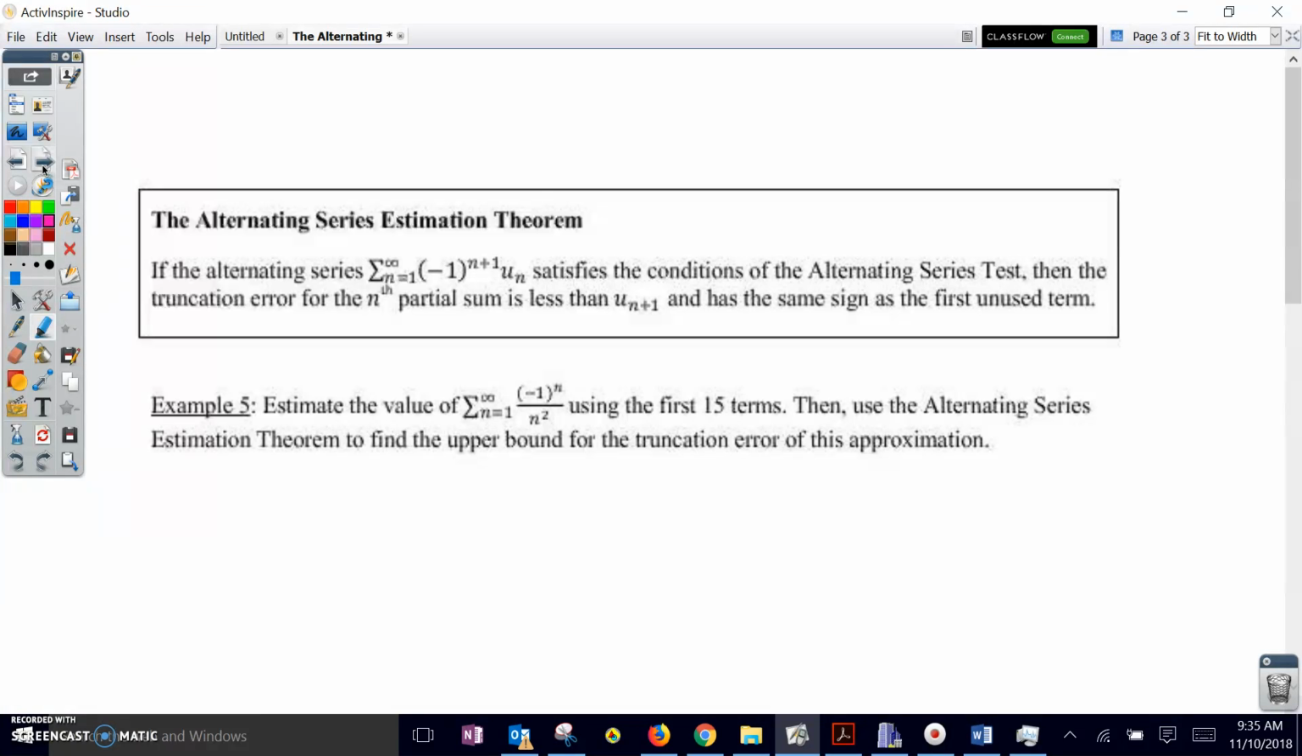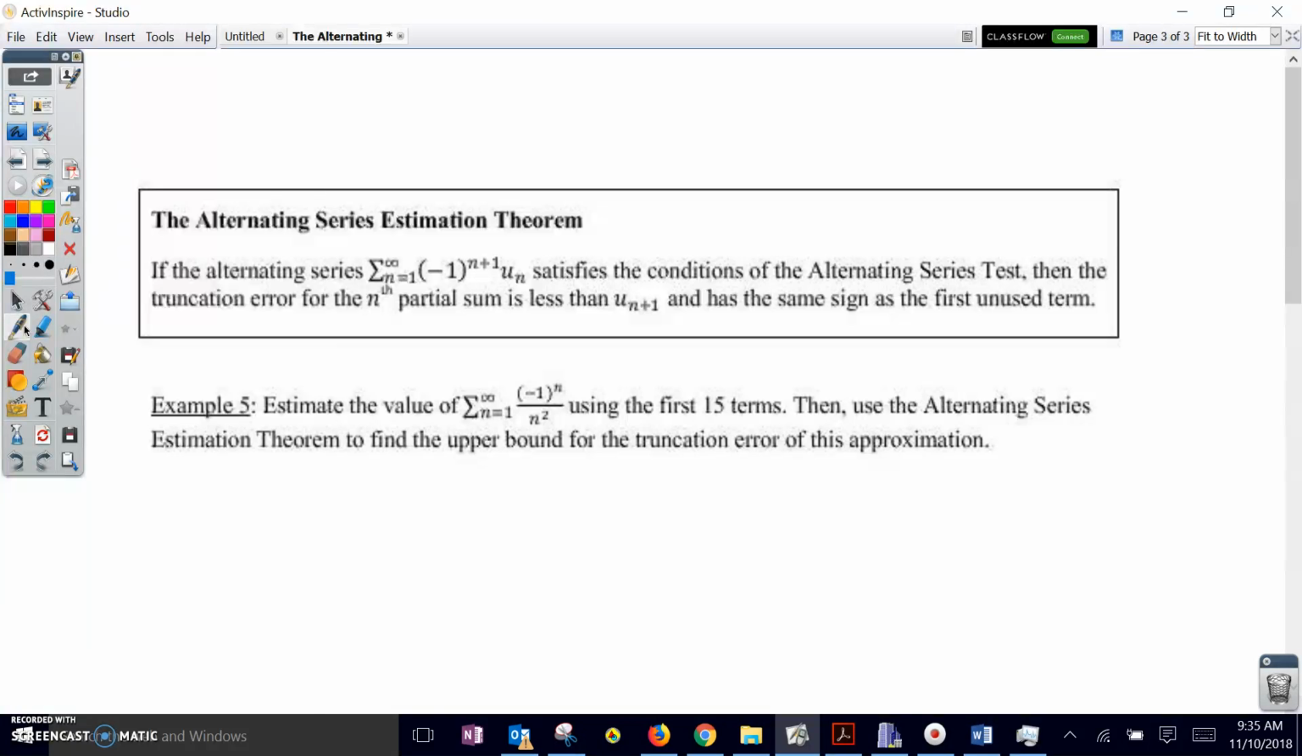So let's go ahead and we'll look at example 5 here. Estimate the value of the sum from 1 to infinity of the quantity negative 1 to the n over n squared using the first 15 terms. Wow, that's a lot of terms. Then use the alternating series estimation theorem to find the upper bound for the truncation error of this approximation.